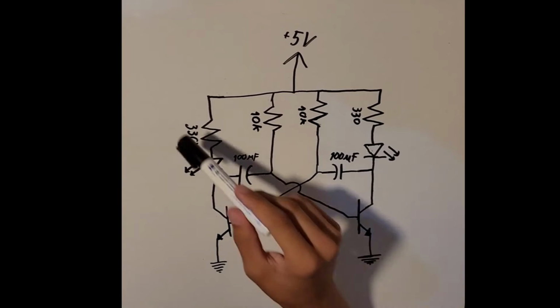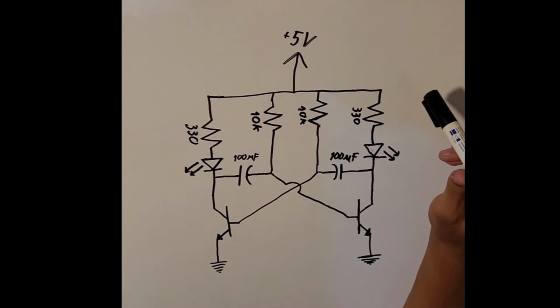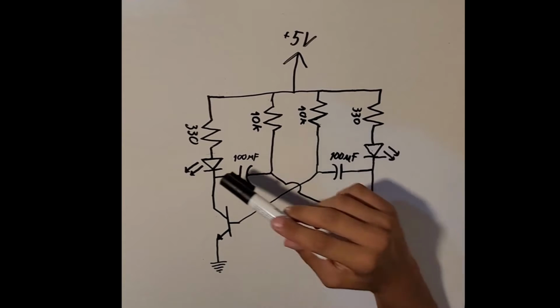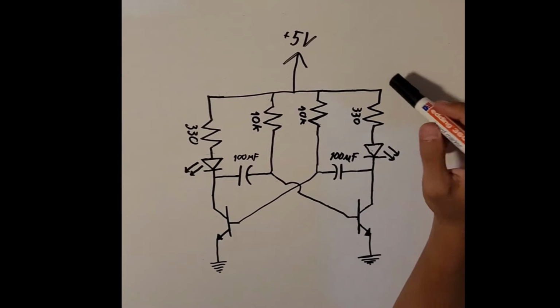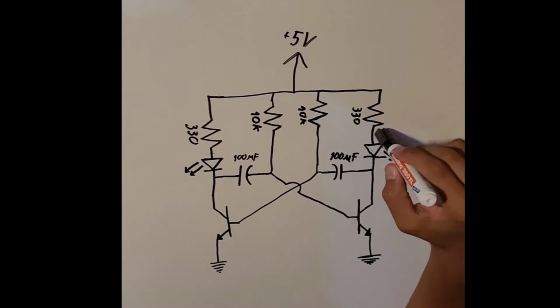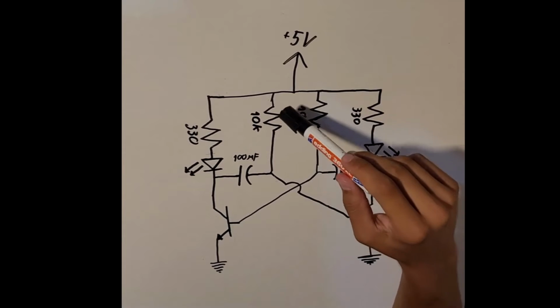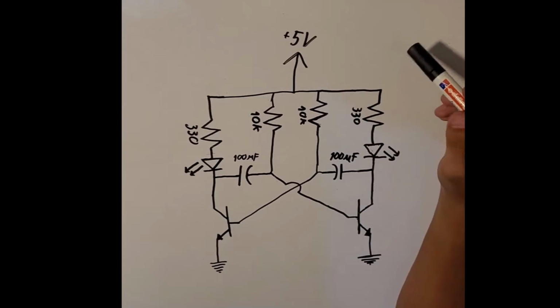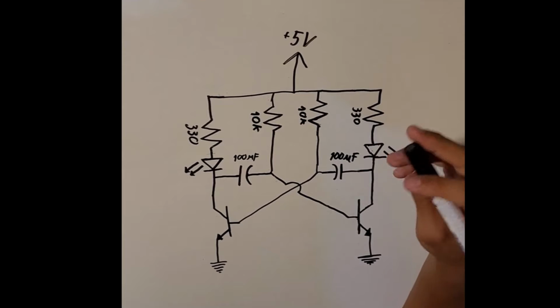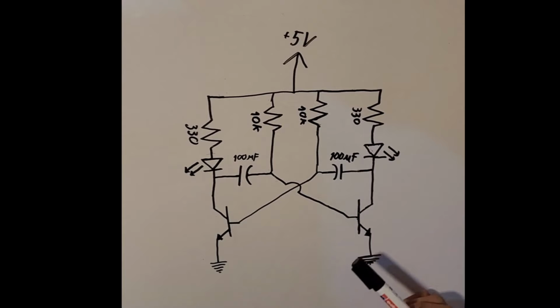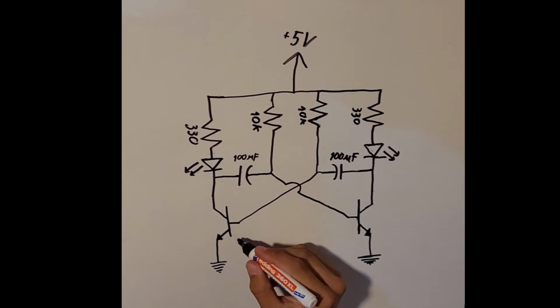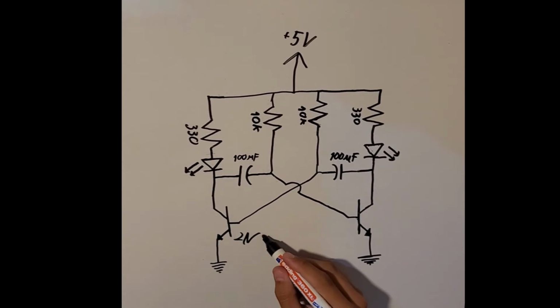We have two load resistors here, which limit the current that goes to the load. In this situation, the load is two LEDs, and these resistors limit the current which will go to the LED. And there are two other resistors here, which set the frequency of the circuit with the value of those capacitors. We have two NPN transistors here, which I used 2N2222.